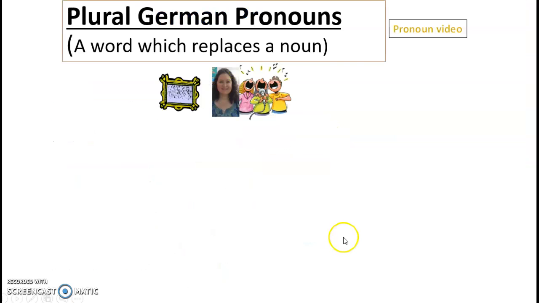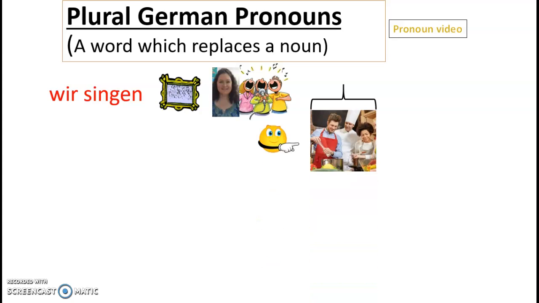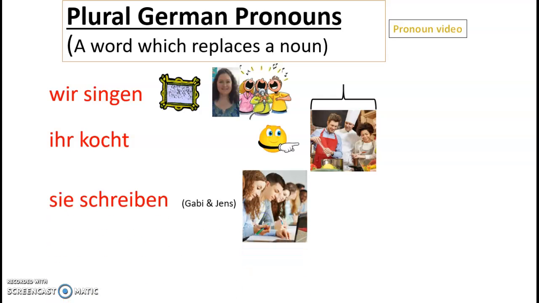The next one we're going to talk about the plural pronouns. So the next one is wir. Wir singen. So there I am with the other people. We are singing. The next one you're talking to a group of people, so it's ihr. Ihr kocht. Y'all cook. The next one, if you're talking about more than one person, sie schreiben. They are writing. Gabi and Jens and whoever else they are.